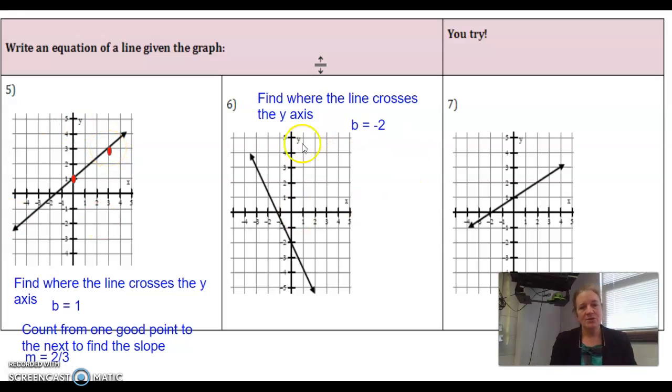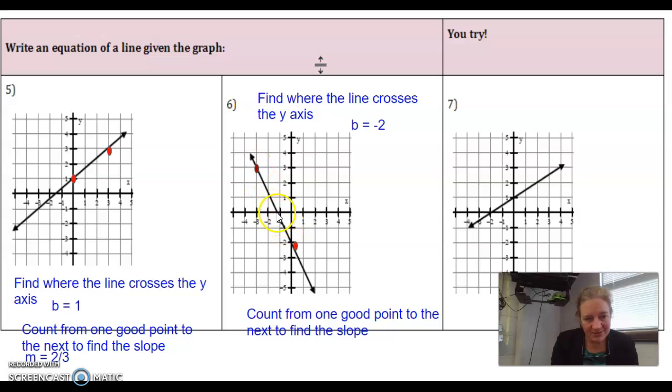Okay, so let's do number 6 together again. So we're going to find where the line crosses the y-axis, and here it crosses at -2, so my y-intercept is -2. Now I need to find my 2 points. So I'm going to use the intercept point. And then I found another point way up here. My intercept here isn't any good, so I'm going to keep going up. Here's a good point. So now I'm going to count up 1, 2, 3, 4, 5.